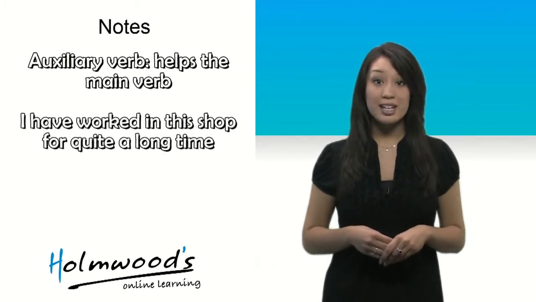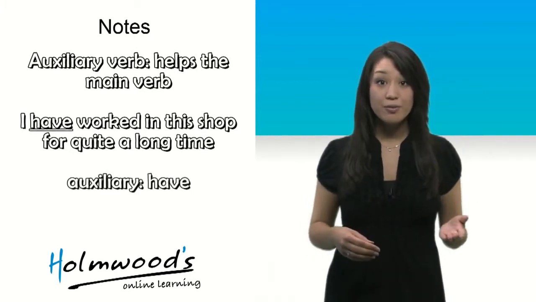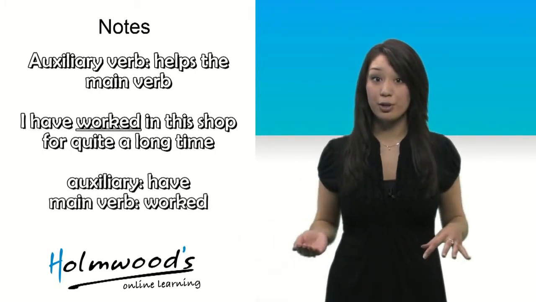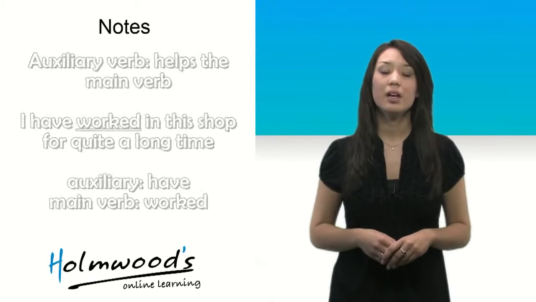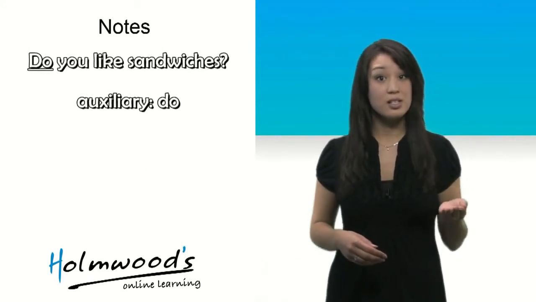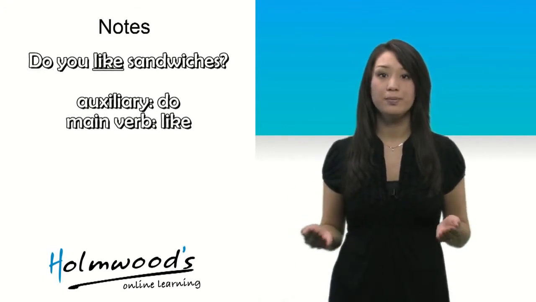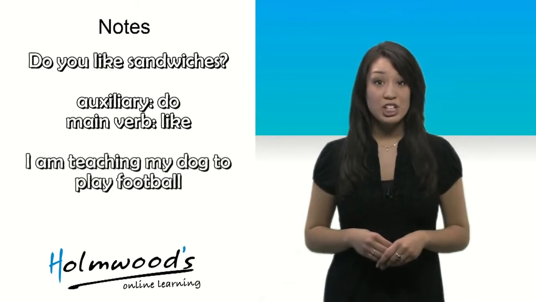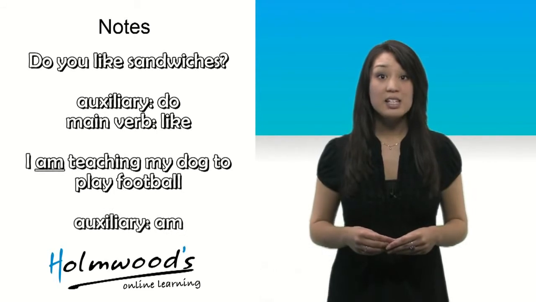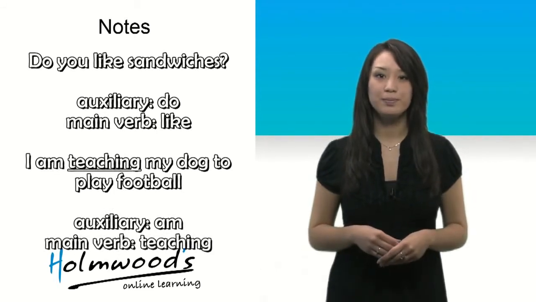I have worked in this shop for quite a long time. Have is the auxiliary verb, and worked is the main verb. Do you like sandwiches? Do is the auxiliary verb, and like is the main verb. I am teaching my dog to play football. Am is the auxiliary verb, and teaching is the main verb.